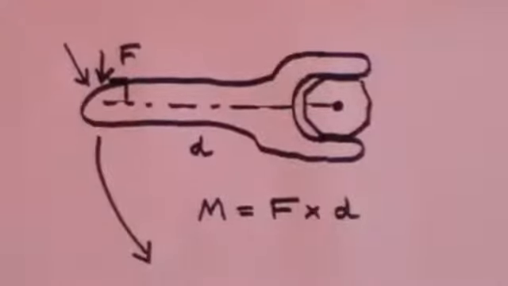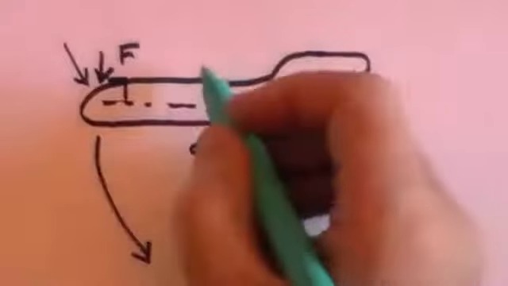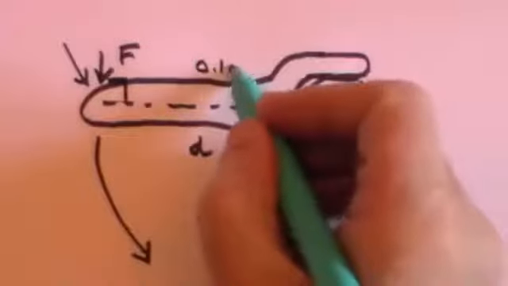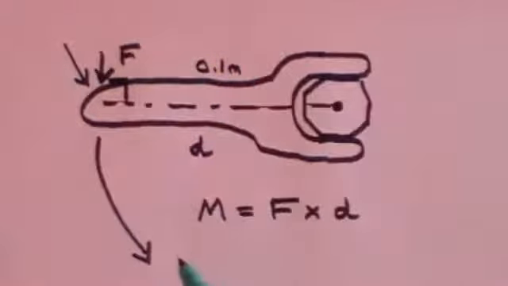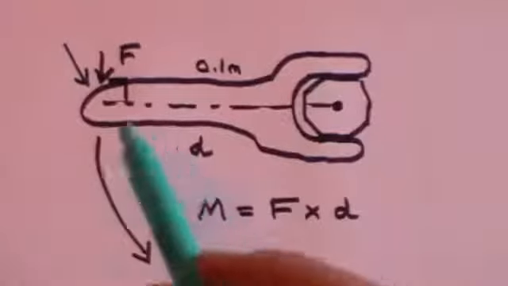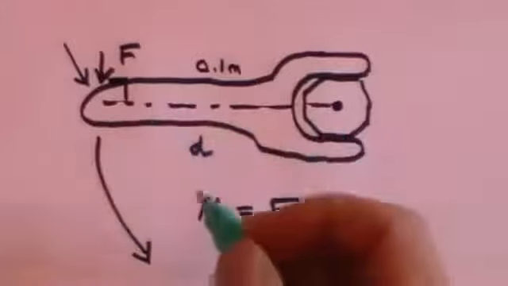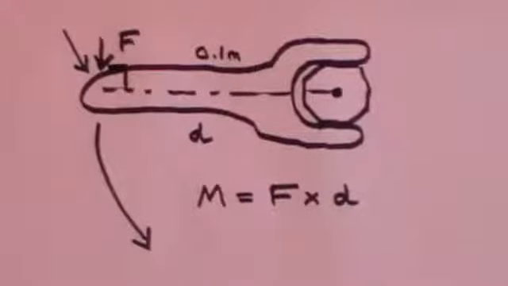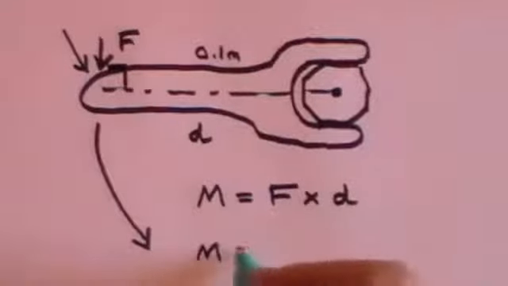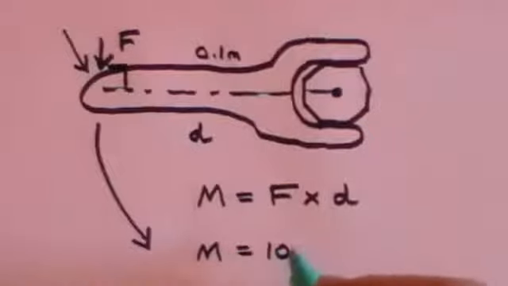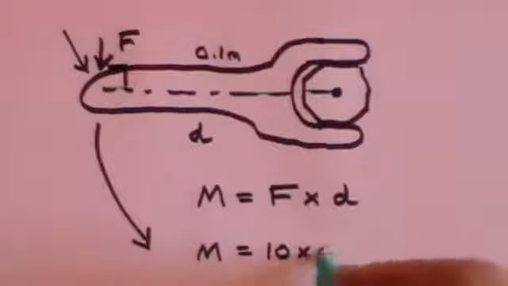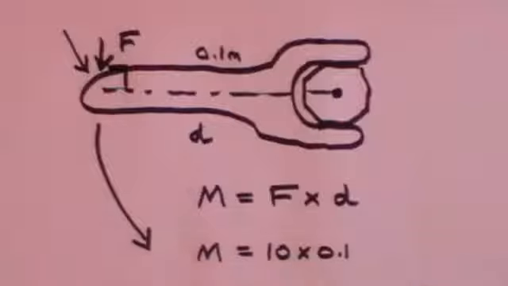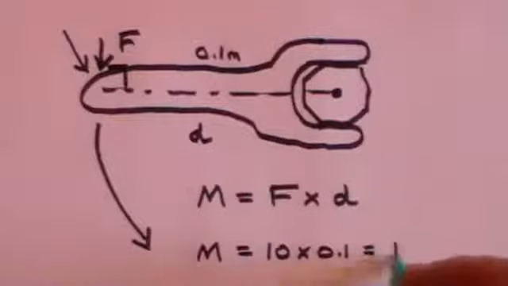So let's put some numbers on this. Suppose the distance of the spanner is 0.1 meters. In other words, it's a 10 centimeter spanner. So the distance is 0.1 meters, and let's suppose that the force that we apply is 10 newtons. Then the moment will be equal to the force, which is 10 newtons, times the distance, which is 0.1 meters, and that of course is simply going to be 1.